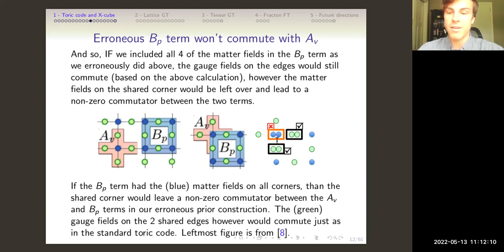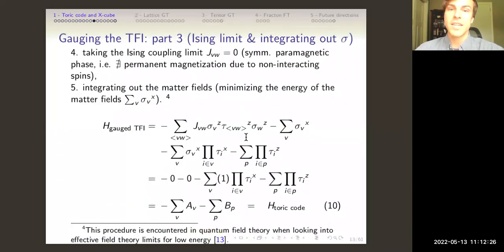And so that formally tells us that that BP term that we defined needs to not have a matter field in order for the construction that we have to actually reproduce the toric code, because in the toric code, those two terms commute. The next steps are to take some limits. So notably, the first thing that we do is take the Ising coupling limit, where this term in the original transverse field Ising model goes to 0.